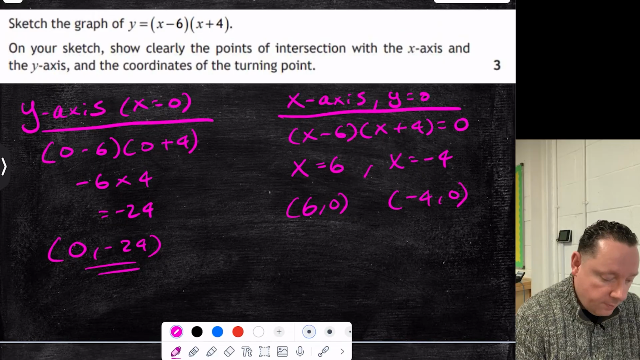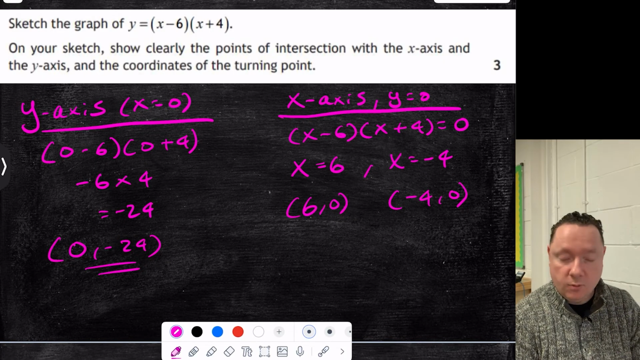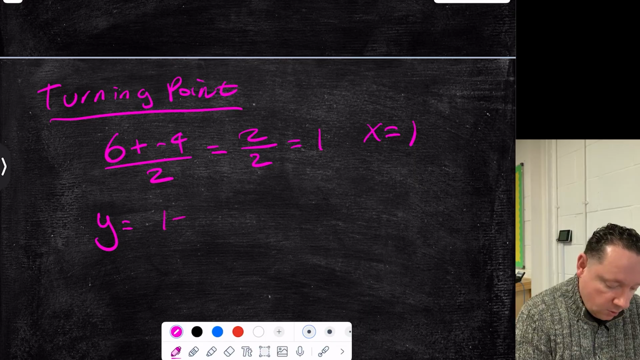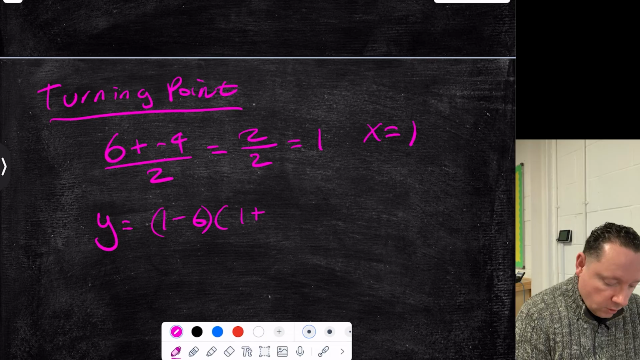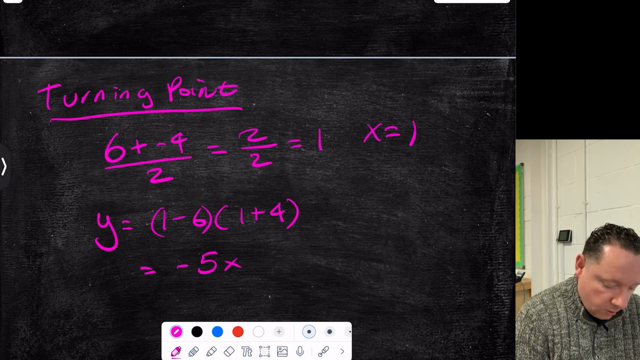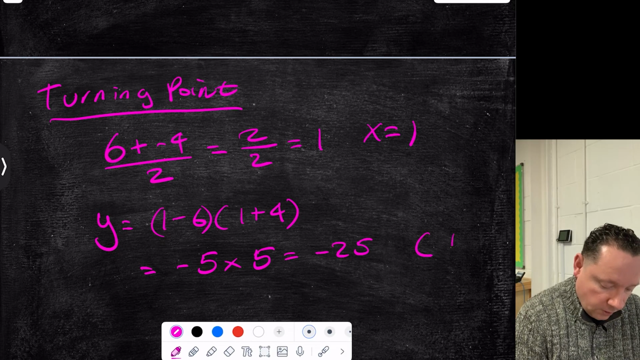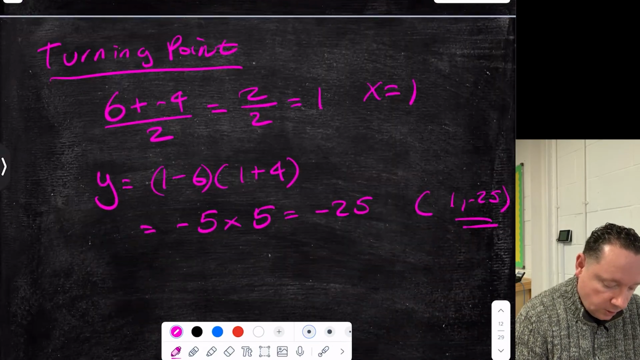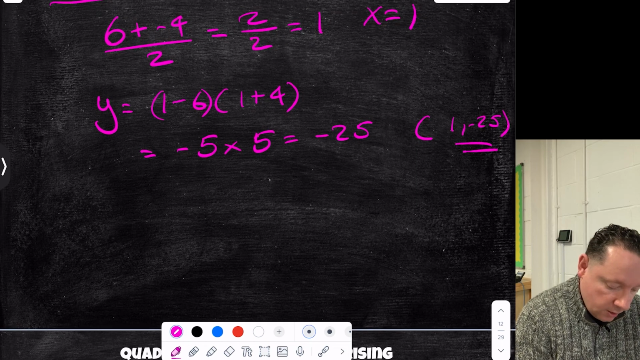I now need the y, but we know y is (x minus 6)(x plus 4). So y equals (1 minus 6)(1 plus 4). 1 minus 6 is minus 5, 1 plus 4 is 5, that equals minus 25. So our point is (1, minus 25). We've now got our turning point and where it cuts the x and y axis, so we can just draw a nice quick sketch.